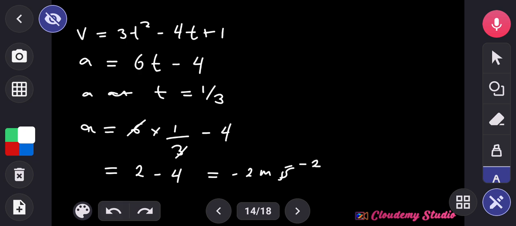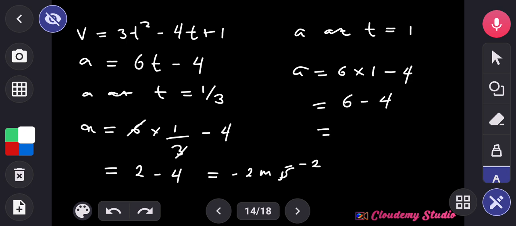And the acceleration at t equals 1 will be a equals 6 multiplied by 1 minus 4, and that equals 6 minus 4. That gives me 2 meters per second squared. So these are the accelerations at the two times that I calculated. This is how to apply the knowledge of derivatives and higher derivatives, especially when it comes to a question like this. In the next video, we are going to be talking about the turning point of a function.